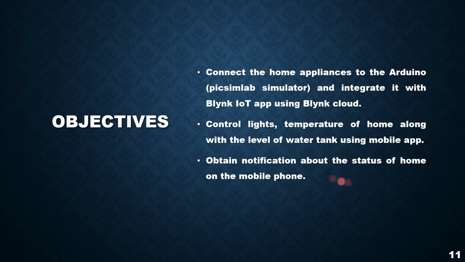In the next slide, we are going to discuss the objectives of our project. Connect the home appliances to the Arduino and integrate it with the Blynk IoT app using Blynk Cloud. Control the light and temperature of the home along with the level of the water tank using the mobile app. Obtain notifications about the status of the home on the mobile phone. And in this we can also monitor or get the details of the devices we are controlling.